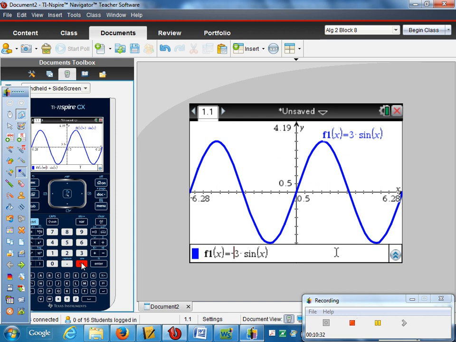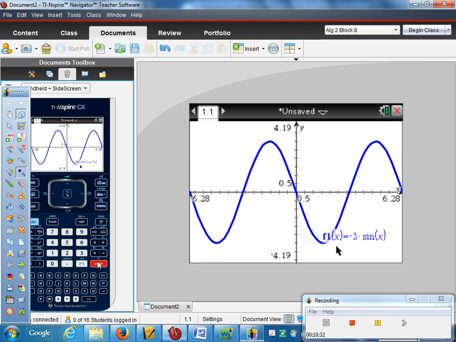So if you flip a cosine, it's going to start at the valley. That's going to be your description there. So that's the amplitude change. Now, let's make it more fun. Hit enter. I'm sorry, I didn't flip it. Okay, there's a flipped.